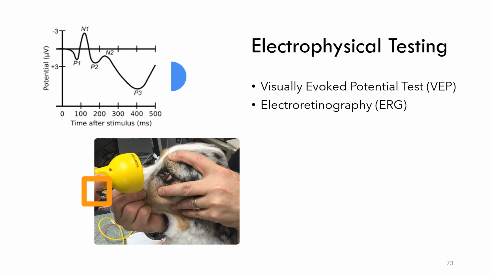Lastly, there's electrophysical testing, which involves visually evoked potential tests, or VEPs, and electroretinography, or ERGs. A standard readout of a VEP is seen here in the upper left corner, and this is a measurement of the health of the optic nerve while a patient is looking at a screen with electrodes that are attached in specific places on their scalp.